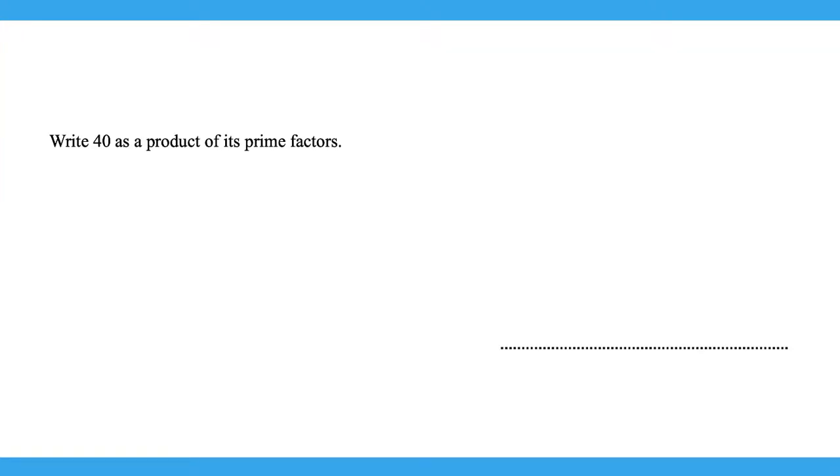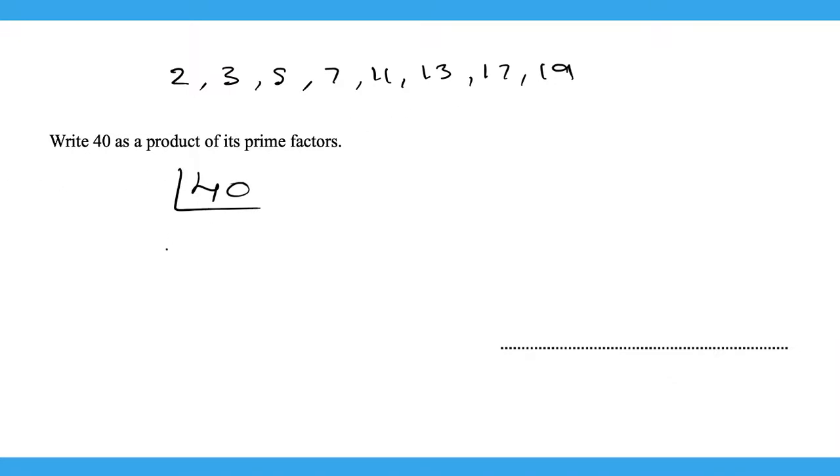It says write 40 as a product of its prime factors. So every time with this you would just write your prime numbers at the top. So let's just write our first few prime numbers. So we have 2, 3, 5, 7, 11, 13, 17 and 19. Okay, those are our first prime numbers. 40, what's the smallest prime number that 40 goes into? Okay, 2 is the first prime number that 40 goes into, so let's just write 2 there.